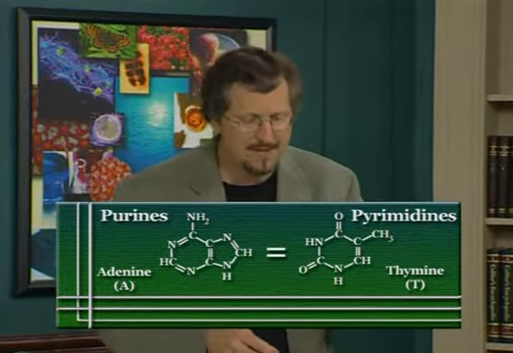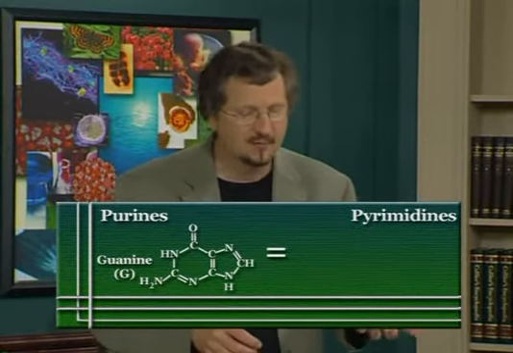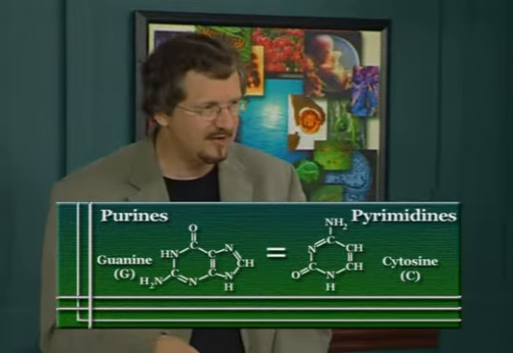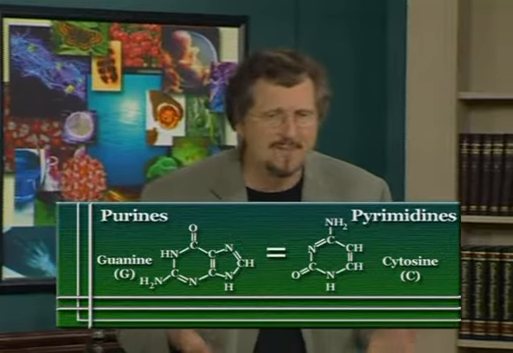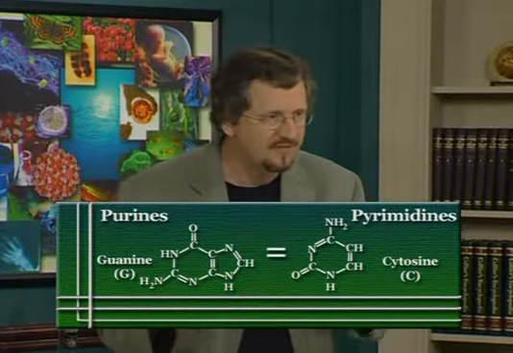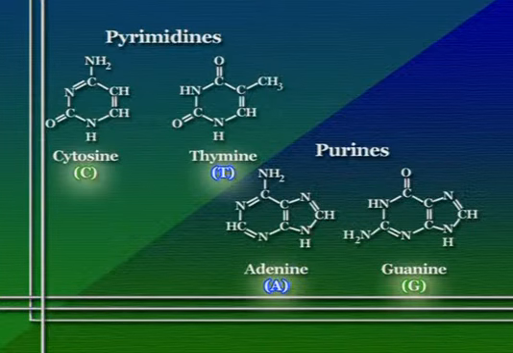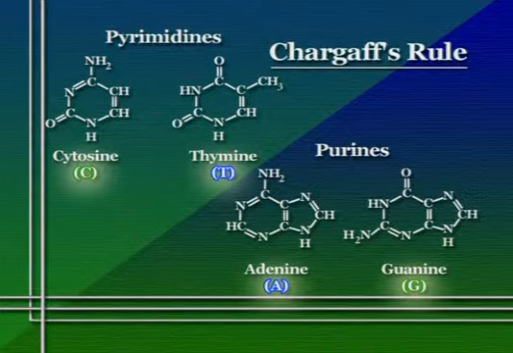And similarly, the amount of guanine always equals the amount of cytosine. So take apart the DNA of any organism and essentially measure, count up the amount of the various component nucleotide building blocks, and you always found that the amount of A equals the amount of T, and the amount of G equals the amount of C. This was a very curious relationship that became known as Chargaff's rule.